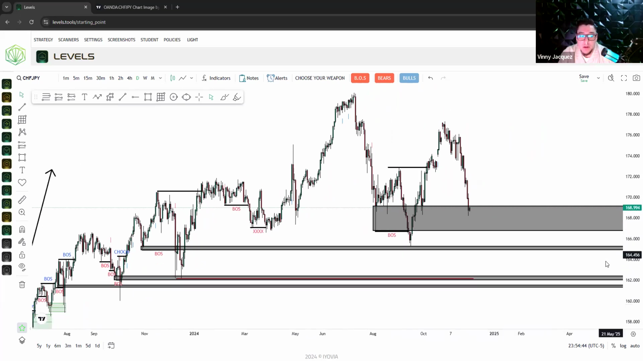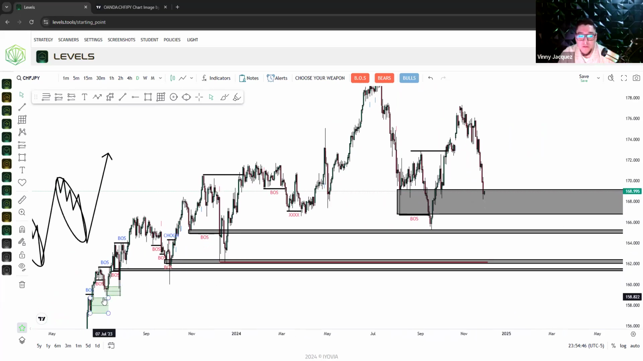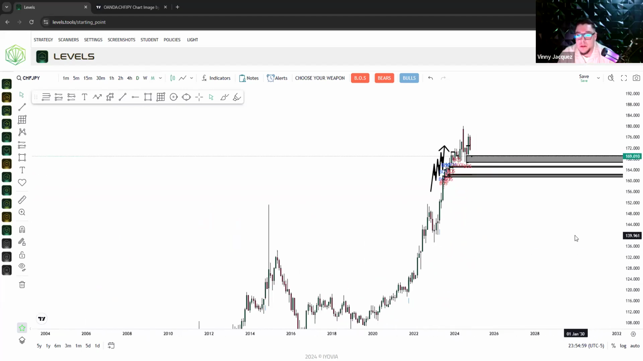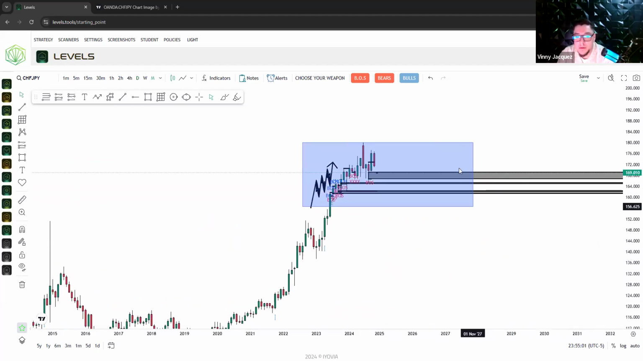I mean, we've pretty much covered all of these areas, right? So if we break and close below here, that could be a problem, and the yen can start flipping because the yen has been bullish for a minute, right? So let's go up. Let's just delete these real quick.